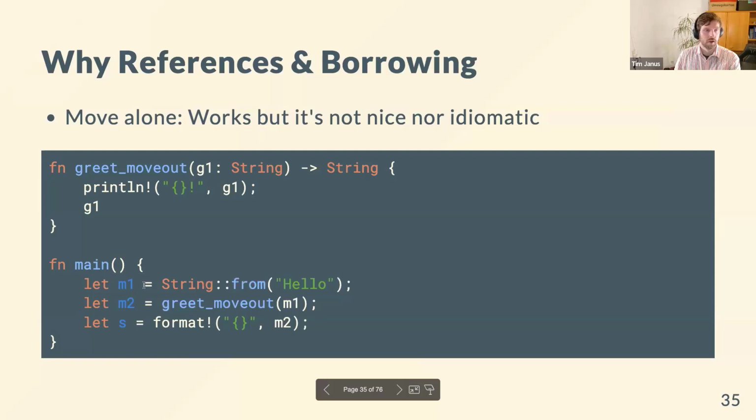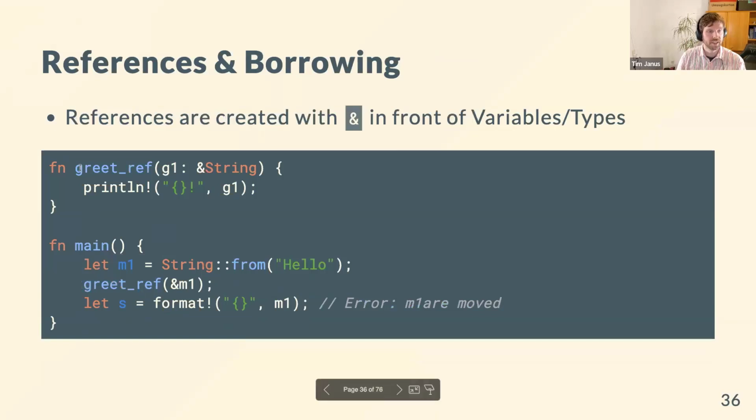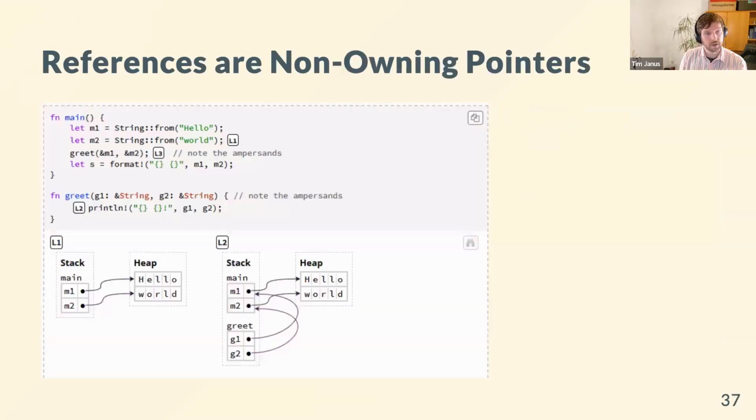And with references, which is the next example, you can just borrow the variable for the greet function. And I think, yeah, there is a slight error here. There is no error. This is correct. Sorry, that was a copy-paste error probably. So there's no error.